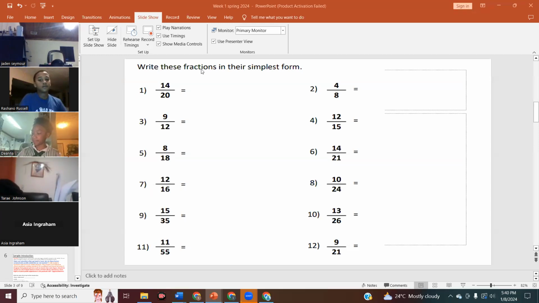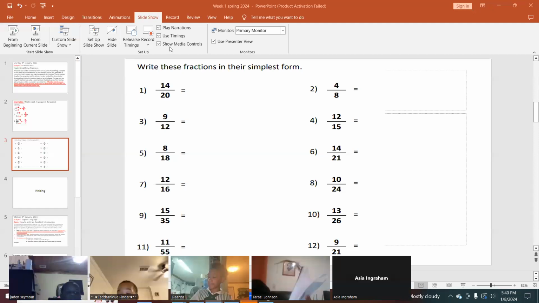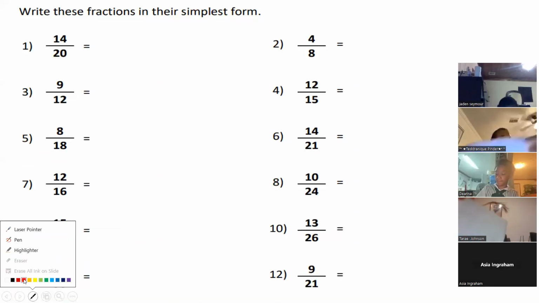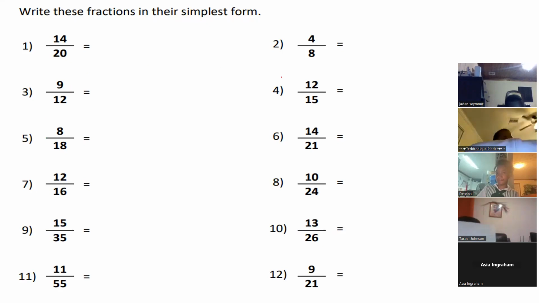So for these ones, if you got it right, please put a tick. If you got it wrong, then you know what to do. Correct it. Put an X and then put the correct one. 14 and 20. What number can go into 14 and 20 without leaving a remainder?